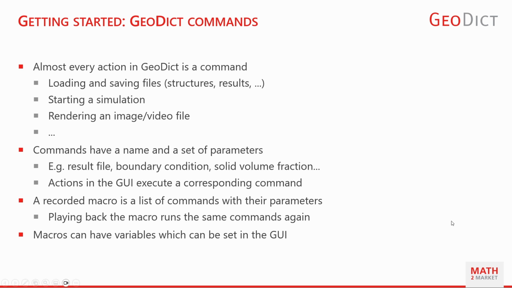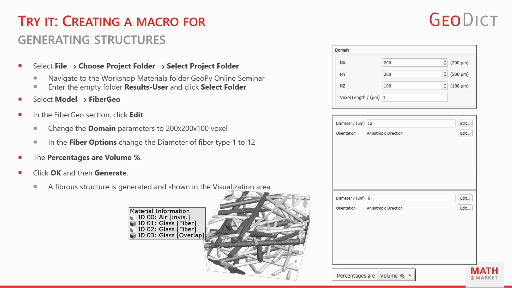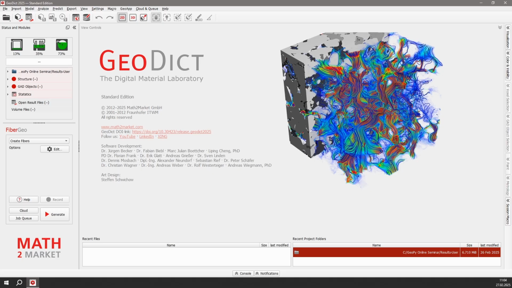And of course, we want to see these macros and commands. Therefore, as a first example, we create a macro from a structure generation. For this workshop, we will generate a fiber structure. I will go on performing the steps live in GeoDict. So let's together move to GeoDict.